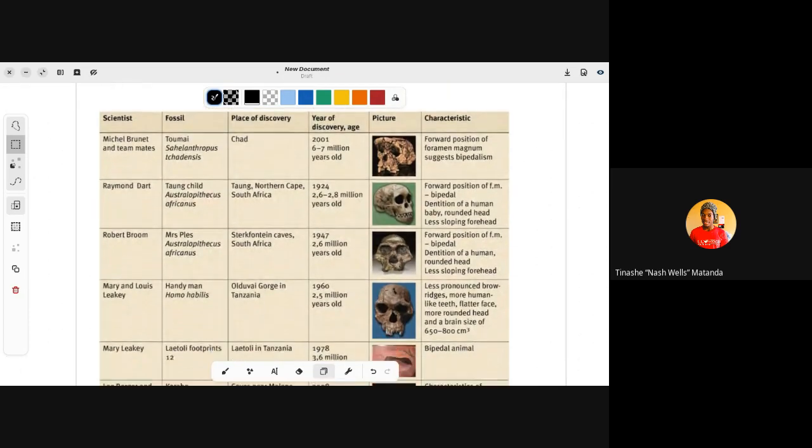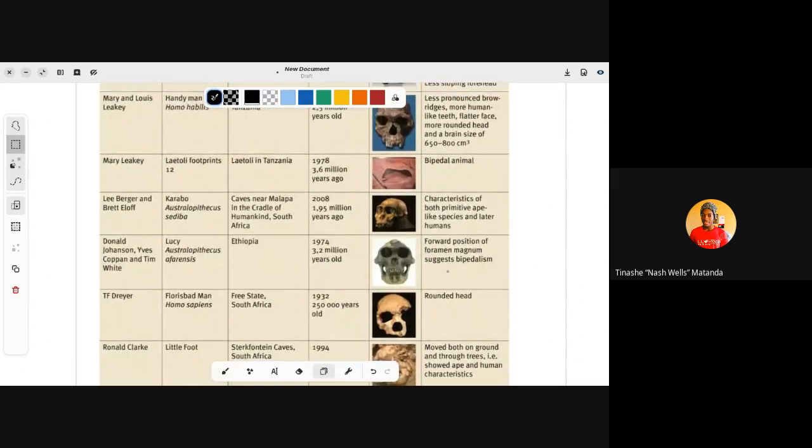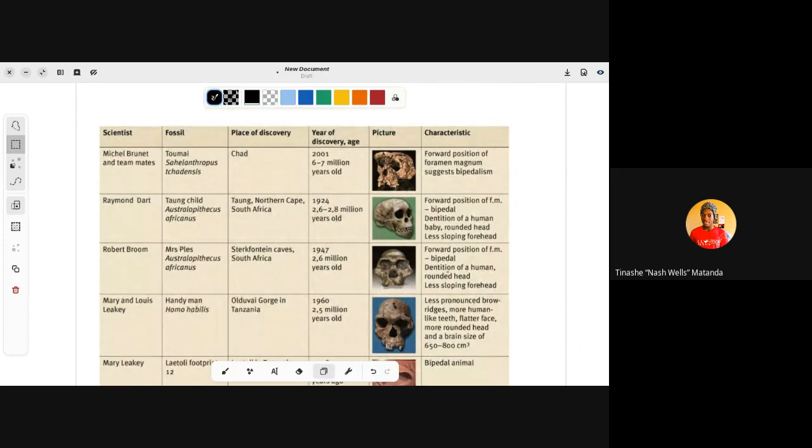That is the rule. You have to know all these guys, the names of the scientists that found those fossils, okay? And you have to know the name of the fossils, both names, okay? The place of discovery and the year. All right, you have to know that.